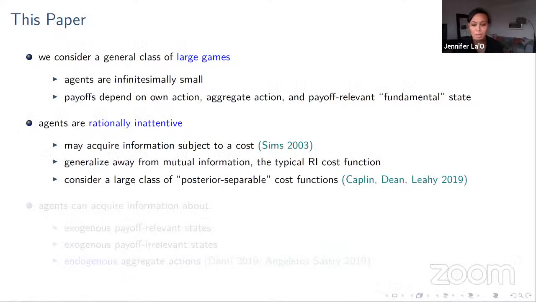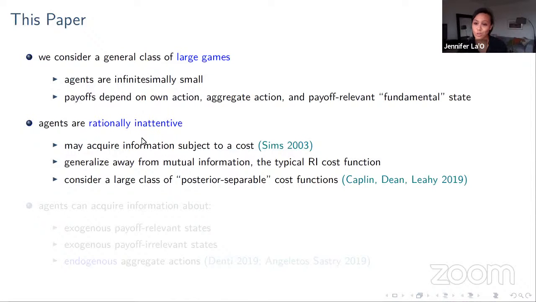inattentive. So you may have seen much of the work that followed Sims's, costs of information acquisition or endogenous information acquisition. So we're going to consider agents who are rationally inattentive. However, unlike Sims, we're going to generalize away from the typical rational inattention cost function. We're going to allow for a much larger class of cost functions that nest mutual information.